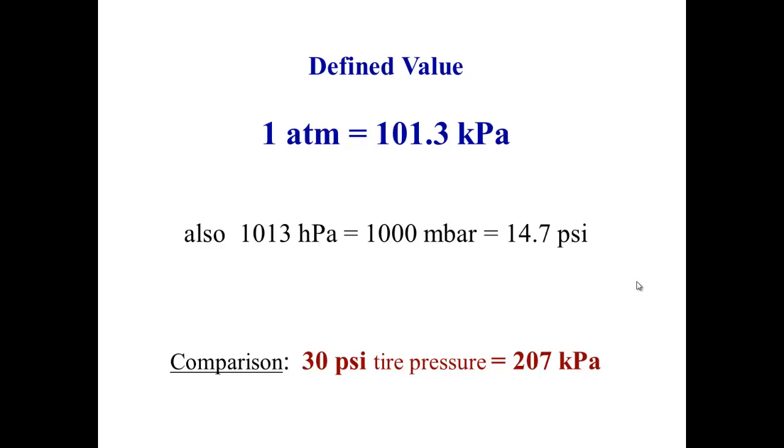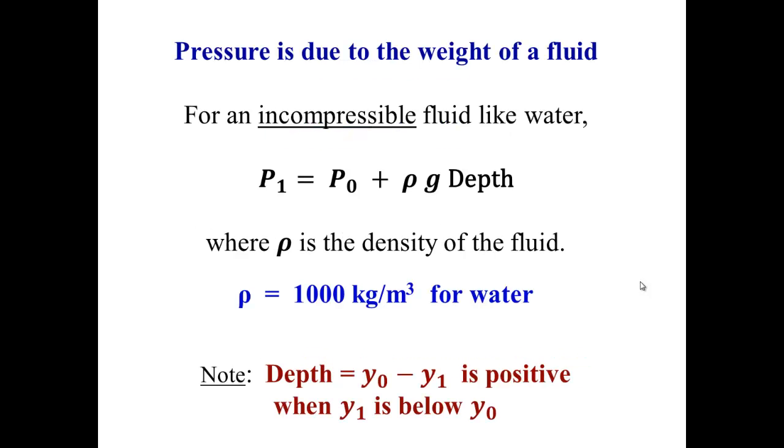Meteorologists like writing this as 101.3 hectopascals, so it looks a lot like 1,000 millibars, which is another name for an atmosphere. An atmosphere is also 14.7 psi, and it can also be written in terms of the unit called torr, which is millimeters of mercury. Just as a reference point, 30 psi tire pressure corresponds to 207 kilopascals. So the kilopascal is a common unit. We very rarely use the very tiny units of pascals in this course.